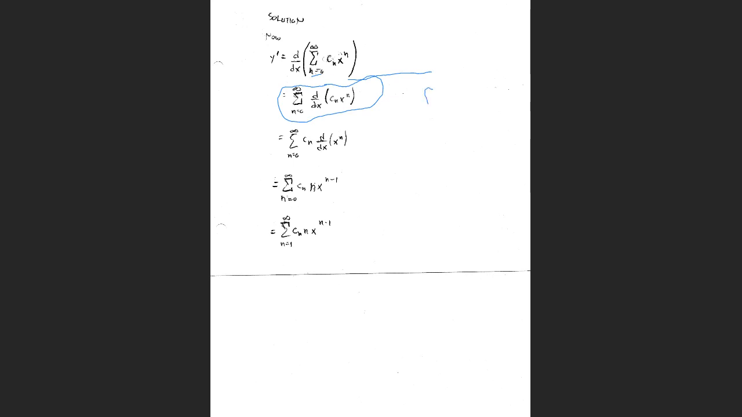Okay, so this is no different than if you had f plus g prime. That's going to equal f prime plus g prime. The derivative of a sum is the sum of derivatives. So what do I have here? I have a sum, and I'm taking the derivative of that sum. So that's going to be the sum of the derivatives of each term.